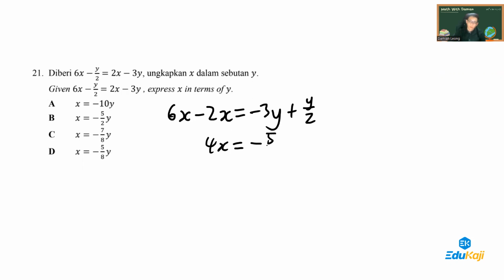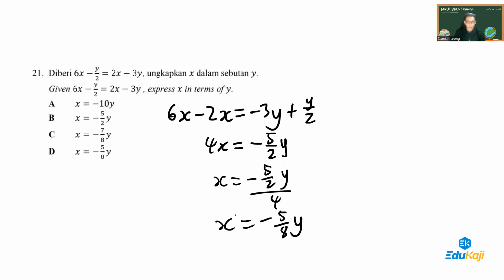Negative 5 over 2y. Then get rid of the 4 times 4, do the opposite, divide by 4. So negative 5 over 2 divided by 4 is negative 5 over 8. So x is negative 5 over 8y. Answer D.